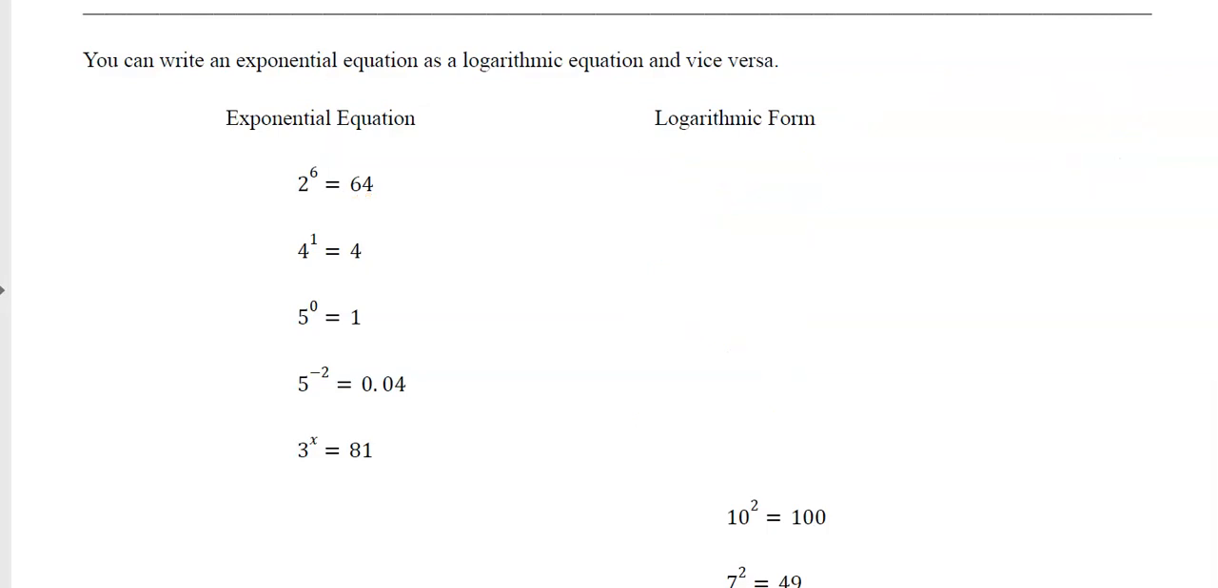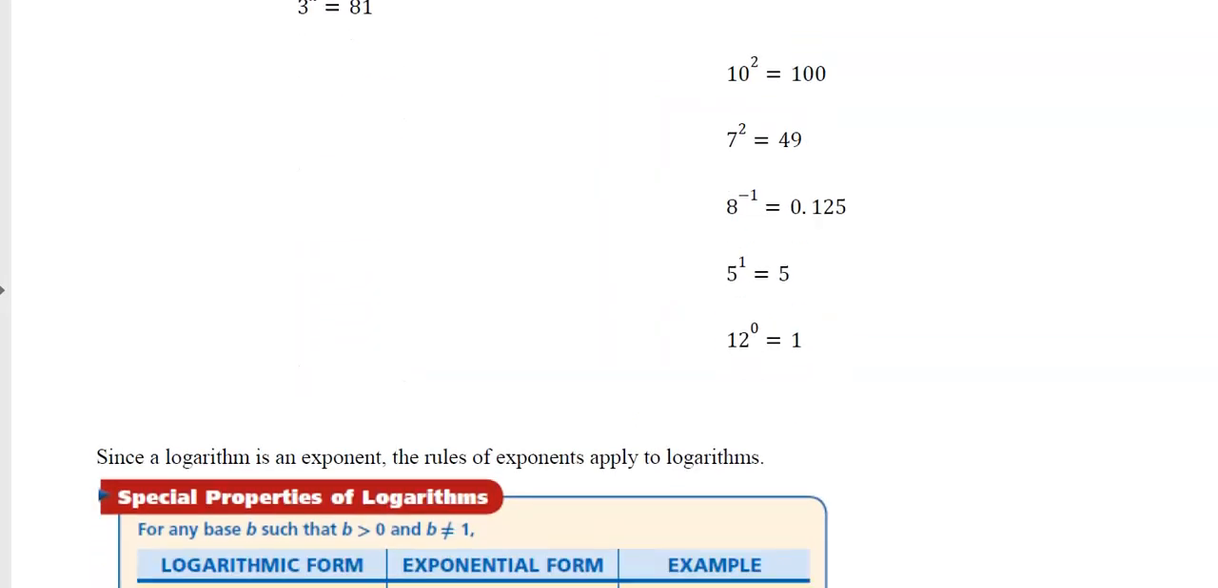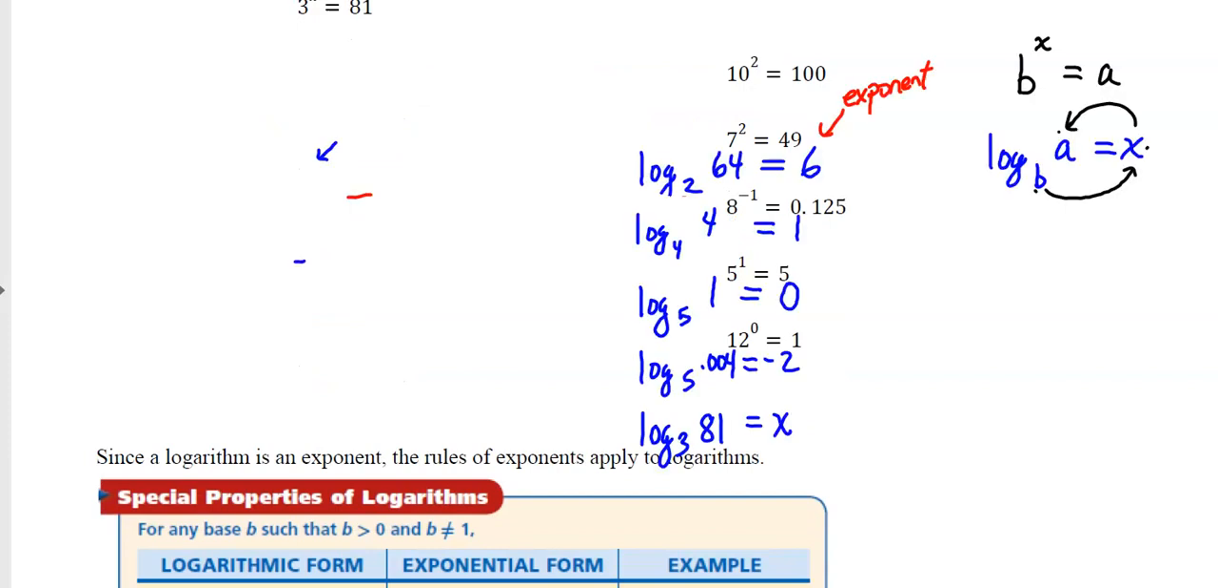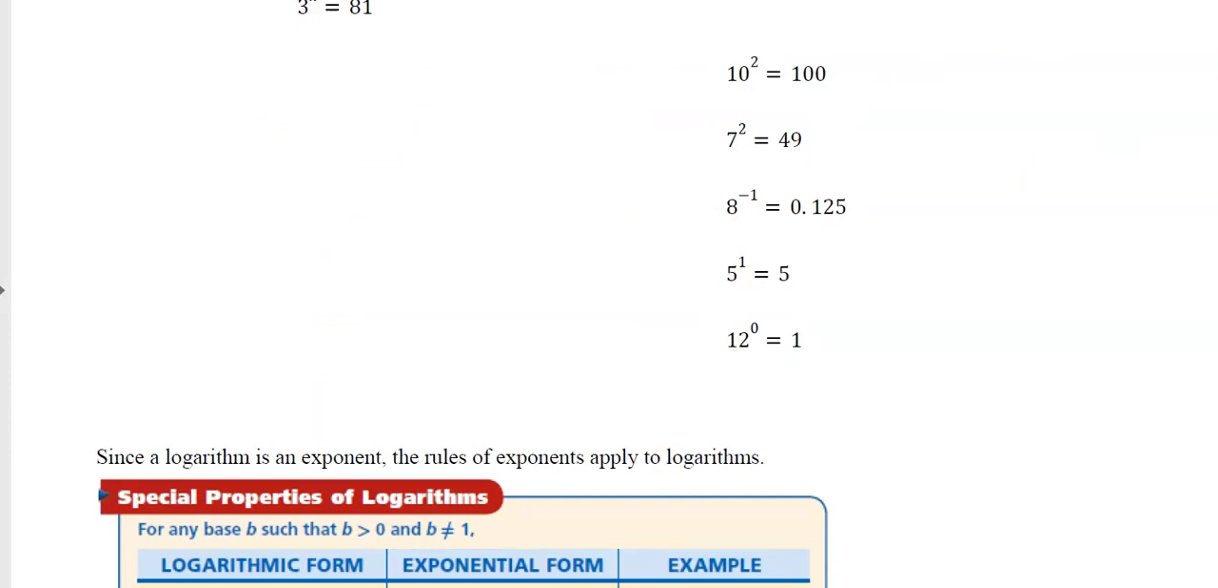So be ready for that. So when we slide down, let's go the other direction now. We have exponent form, so let's go over here into log form.